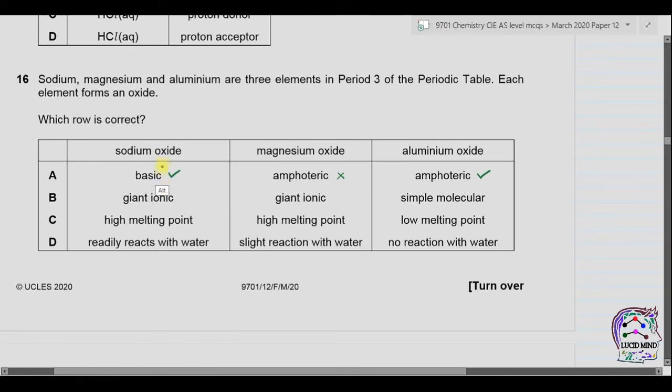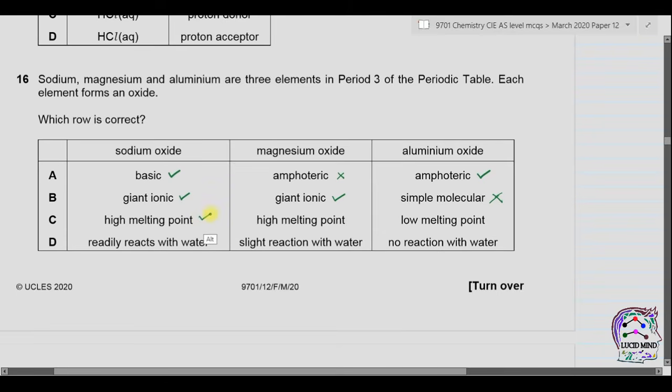Now the structure of sodium oxide is giant ionic. Yes, it is an ionic compound, so the structure is giant ionic. Similarly, magnesium oxide is also an ionic compound, so the structure is giant ionic. Aluminum oxide is also a giant ionic compound, so this is wrong. Simple molecular is wrong.